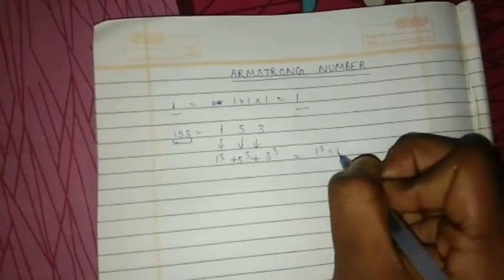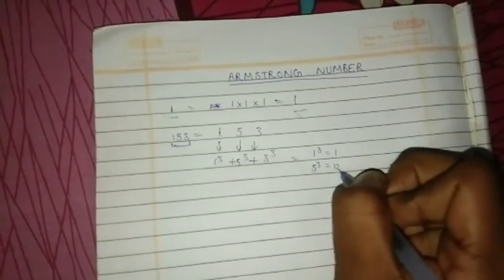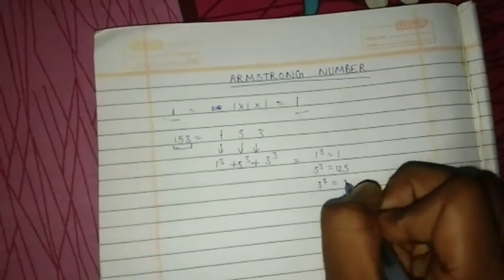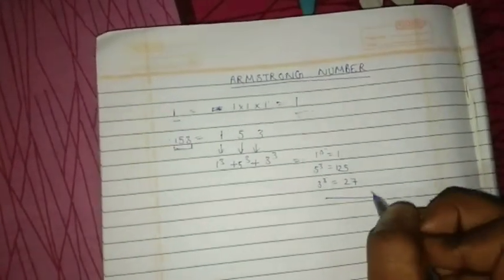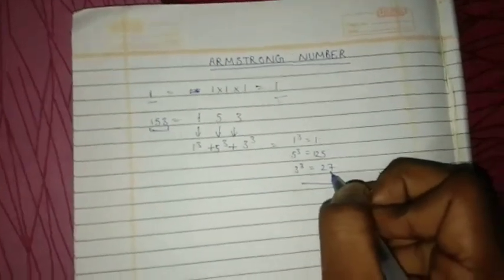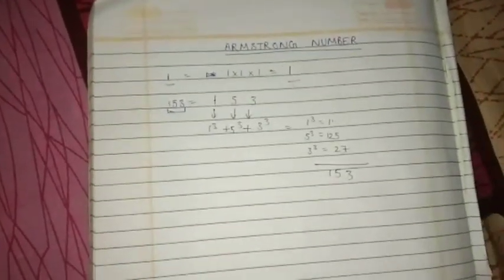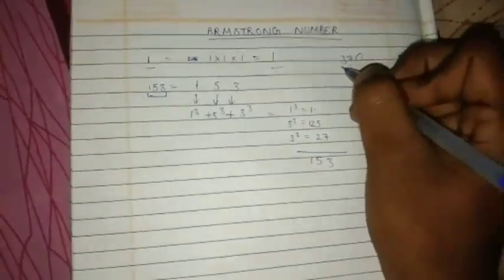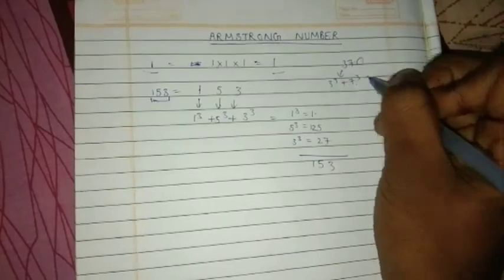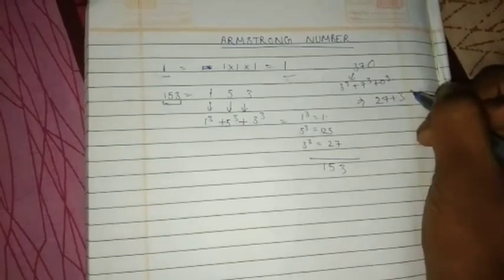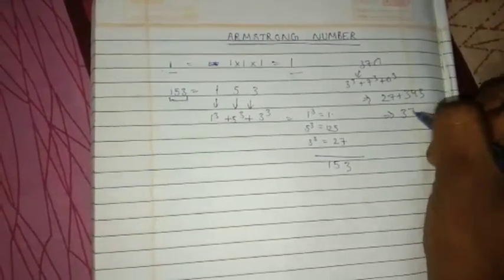1 cube is equal to 1, 5 cube is equal to 125 and 3 cube is equal to 27. If we take the sum, 1 plus 125 plus 27, it is equal to 153. So that is how an Armstrong number works. If I give you the next example, it's 370. Now for 370, you can take 3 cube plus 7 cube plus 0 cube. It will be equal to 27 plus 343, which is equal to 370.